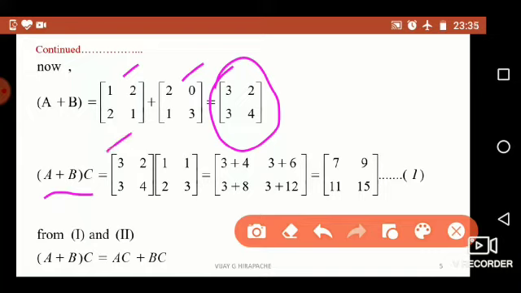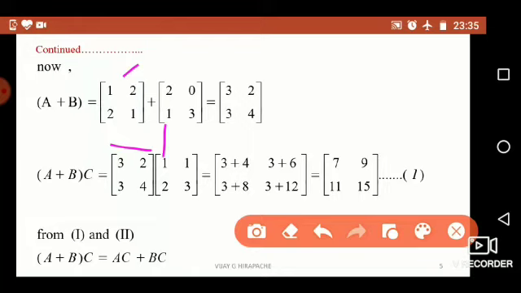Now once I get A plus B, let me multiply the matrix C to the matrix A plus B. Therefore A plus B is a matrix containing the elements 3, 2 and 3, 4 in the first and second row respectively, into matrix C containing the elements 1, 1, 2, 3. Since here it is the multiplication of matrices, the multiplication always goes row by column wise. Therefore 3 1s are 3, 2 2s are 4. Similarly the first row with the second column, 3 1s are 3, 2 3s are 6. Therefore we'll get 3 plus 6. Therefore we have the first row elements in the resulting matrix as 7 and 9.